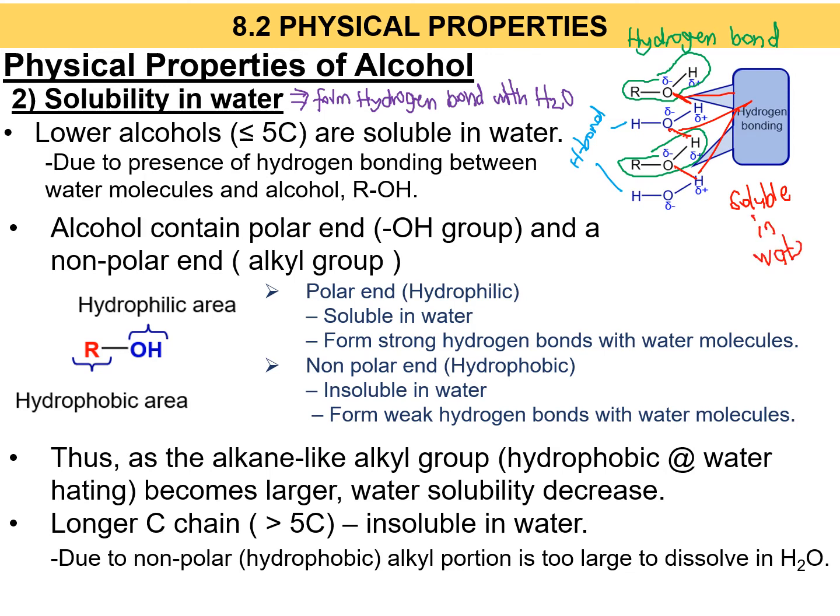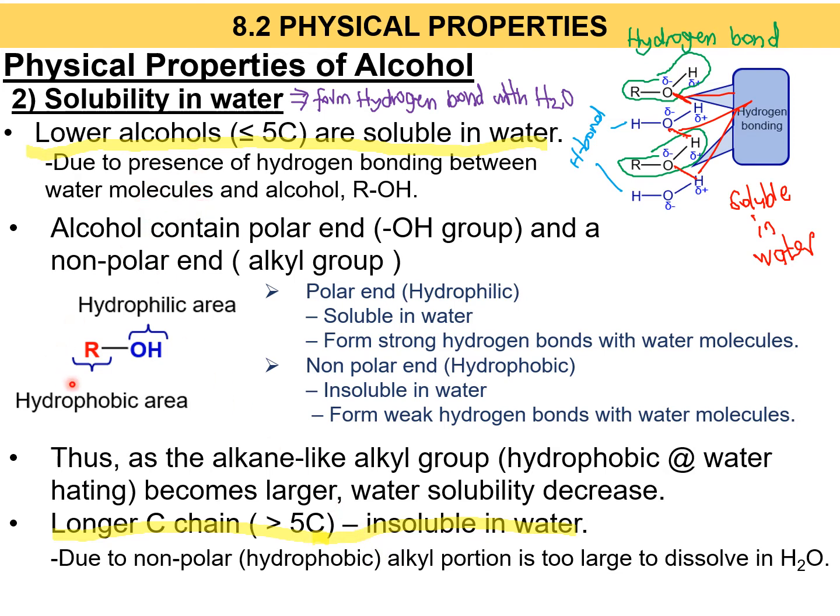Tapi dengan syarat. Okay, dengan syarat sebab kalau let's say you ada alkohol di mana number of carbon tu less than or equal to 5 carbon, it will be completely soluble in water. Okay, contohnya lah kalau kamu ada metanol sampai pentanol, mereka tu soluble in water. Tapi kalau kamu ada longer carbon chain more than 5 carbon, contohnya daripada hexanol sampai decanol, they are all insoluble in water.